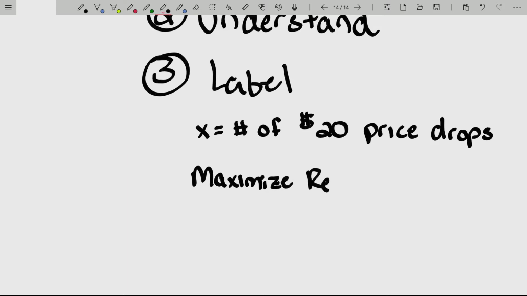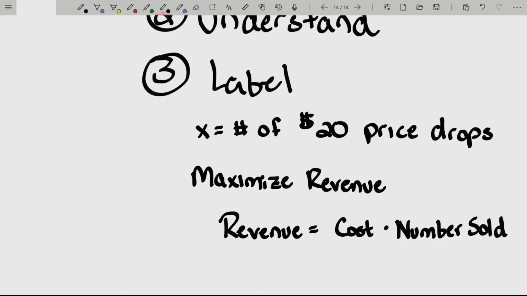When I say maximize at this point in mathematics, I think, okay, this must be parabolic. Now, this requires you to know a little bit about revenue. Revenue, a very important formula, is how much you charge, which we call the cost, times the number of items sold. Number sold. That's what revenue is.